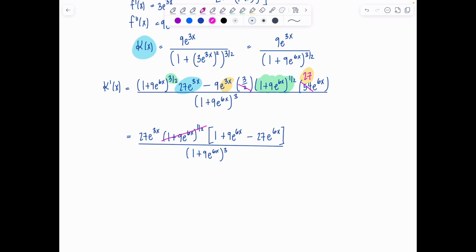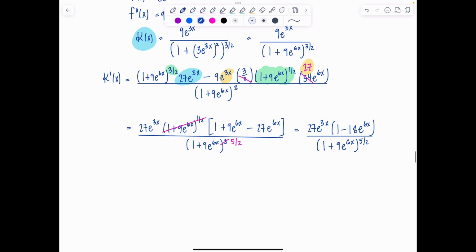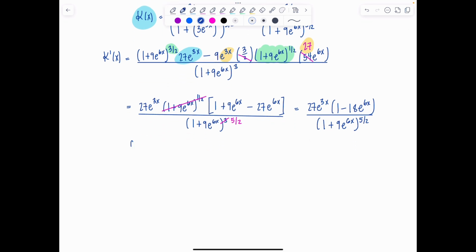And then I can cancel this since it's the same factor as the denominator. This is now to the 5 halves. And we'll have 27e to the 3x times 1 minus 18e to the 6x over 1 plus 9e to the 6x to the 5 halves. So there's my derivative.